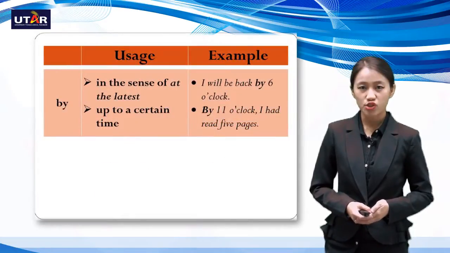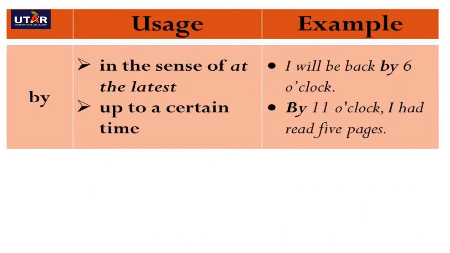The next preposition relating to time is by. Now the usage of by is in the sense of at the latest and up to a certain period of time. So an example here would be, I will be back by 6 o'clock. Or I can say, by 11 o'clock, I had read 5 pages.